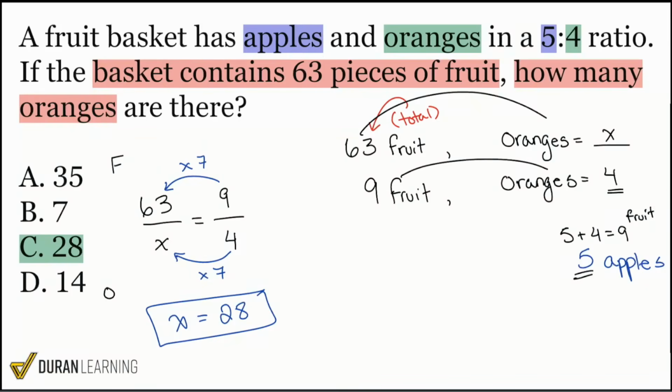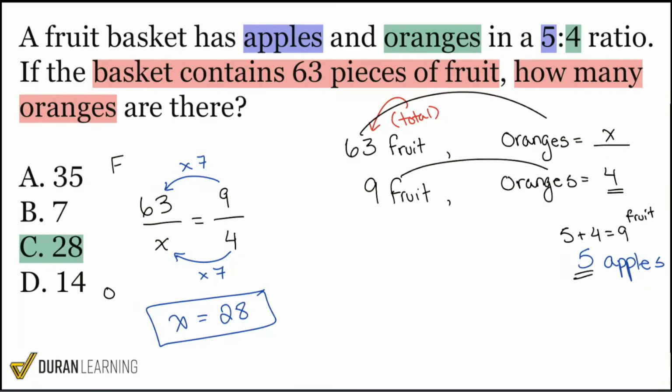The problem was that we had 5 apples to 4 oranges, but that wasn't going to be sufficient because we had fruit to oranges, not apples to oranges. So to actually get fruit to oranges, we had to add the 5 apples and the 4 oranges. That's where the 9 comes from. So once you got the proper comparison, then we can set up our proportion and do our thing.